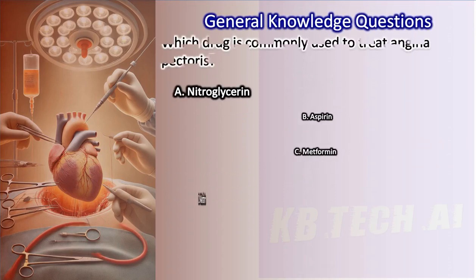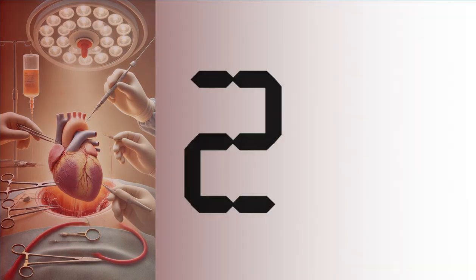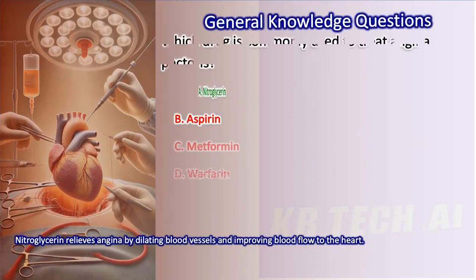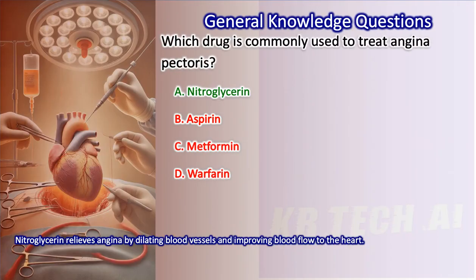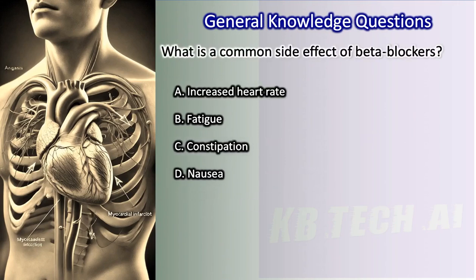Which drug is commonly used to treat angina pectoris? Option 1, nitroglycerin. Option 2, aspirin. Option 3, metformin. Option 4, warfarin. The answer is option 1, nitroglycerin.